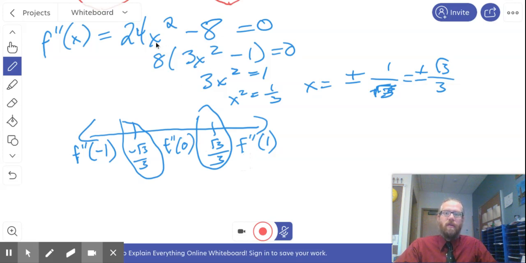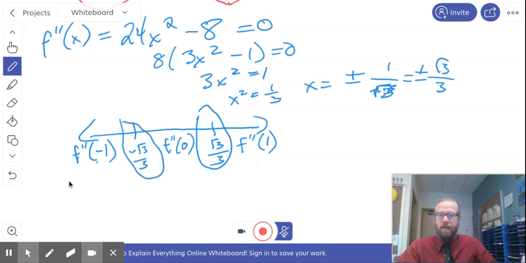And I can notice when I look at my second derivative again, I got x squared. That's even. X to the 0 would be here. That's also even. So this is another even function. So whatever I plug in for negative 1 or positive 1, I get the same number. I don't have to do it twice. I'll just get the same number.